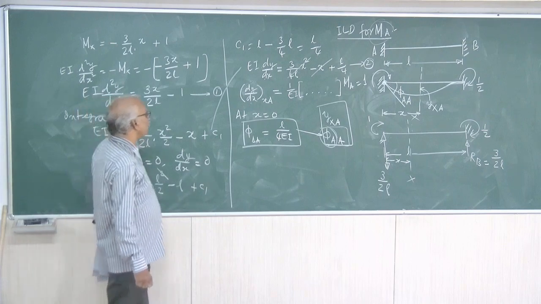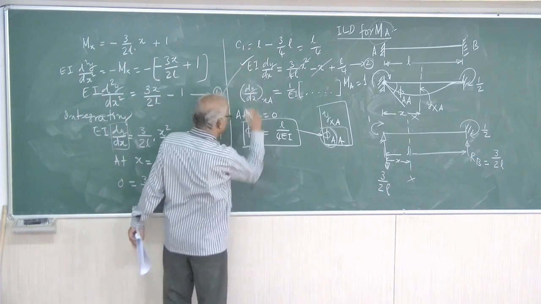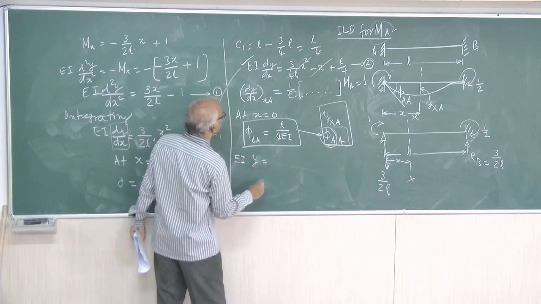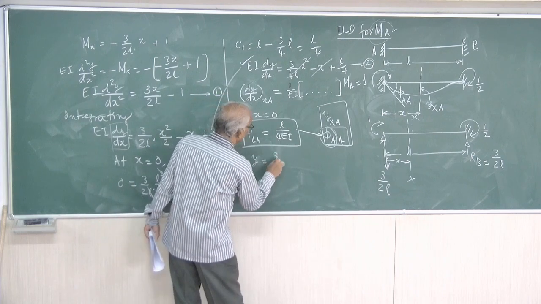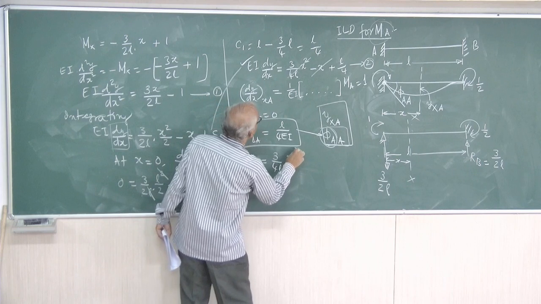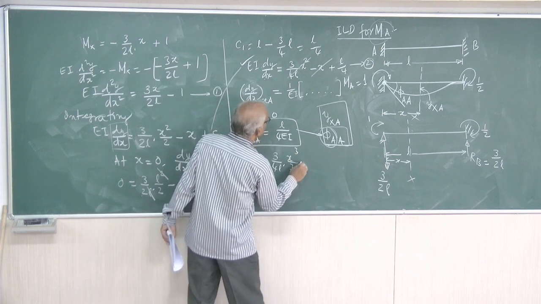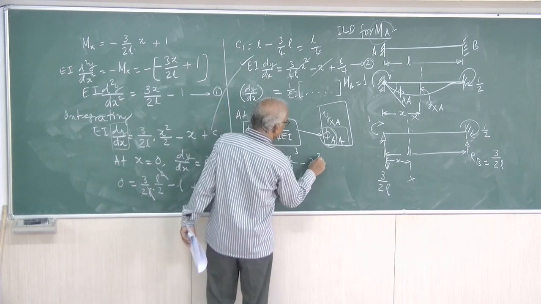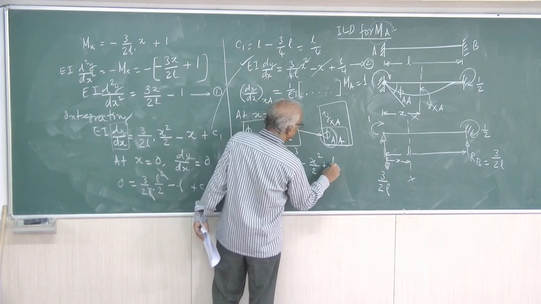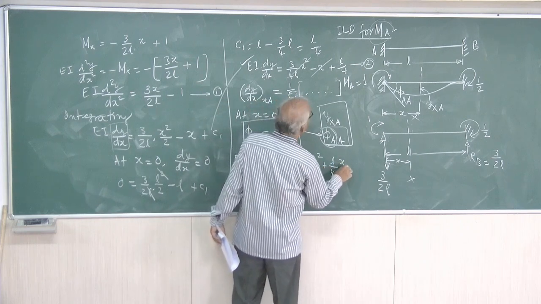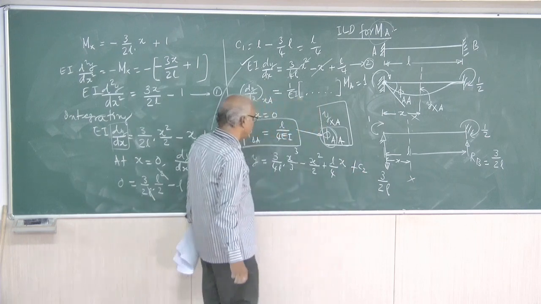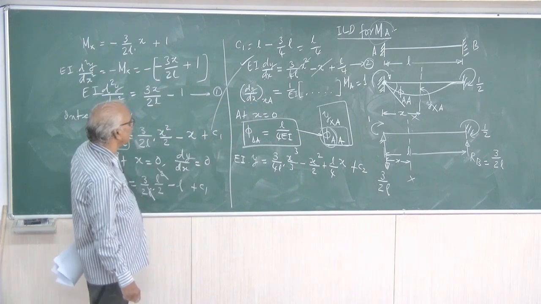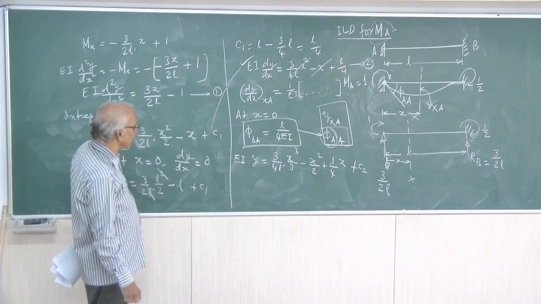Similarly, now again integrating this equation, EI into y equal to 3 by 4L into x cube by 3 minus x square will become x cube by 3, x will become x square by 2, plus L by 4 into x, plus C2. C2 is a constant of integration.